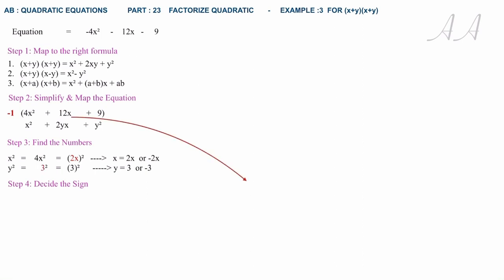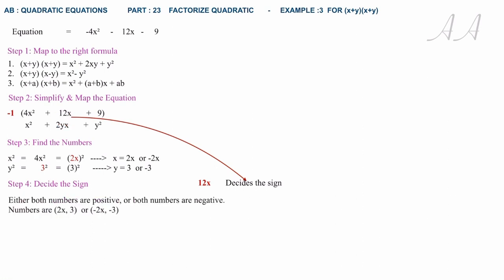Step 4 is deciding the sign. So 12x decides the sign. Since 12x is positive, both numbers are going to be positive, or both numbers are going to be negative, since negative times negative becomes a positive. So don't forget, guys, the 2xy term, or 12x in this case, decides the sign. So the numbers are either both positive or both negative. So they're either 2x and 3, or negative 2x and negative 3.